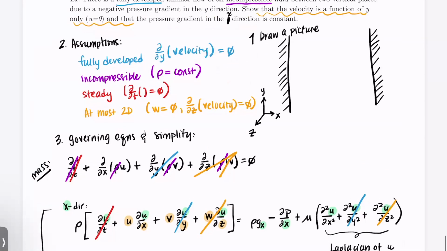Okay. I'm going to make one more simplification. I'm going to say that gravity is equal to 0, minus g, 0. So this is our gravity. This means that Gx is 0, and it also means that Gz is 0.